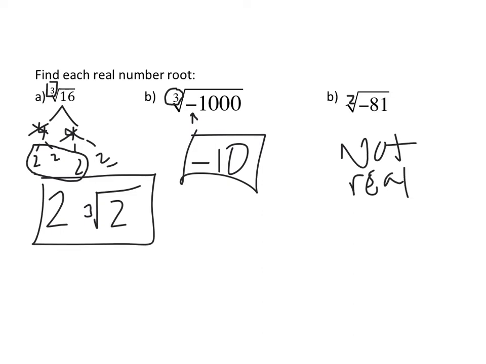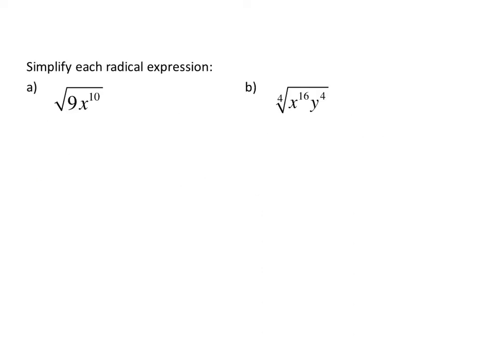Alright, let's go to the next slide. Now sometimes what they're going to do is they're going to add variables and numbers when we're doing these, and we're just going to simplify them. Before you get overwhelmed, just do it step by step. Let's just do the number first. So we're doing the square root of 9. Well, that's actually pretty easy. The square root of 9 is just 3.